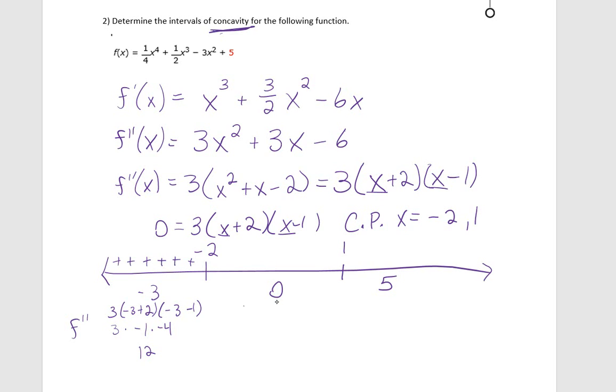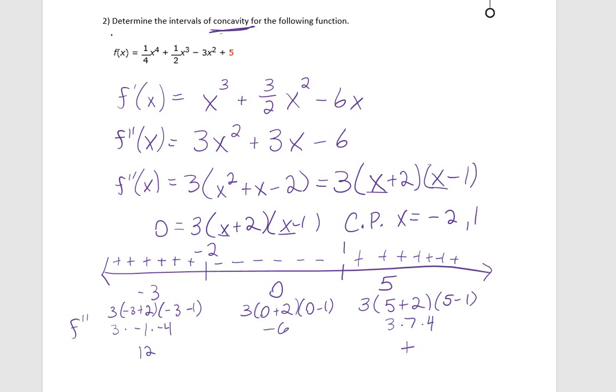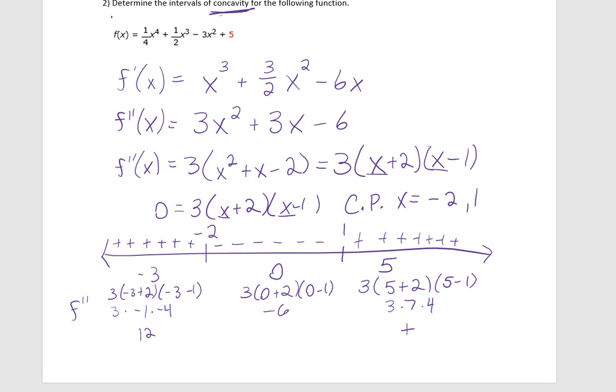Now if I take 0 and plug it in, I'll have 3 times 0 plus 2 times 0 minus 1. That's going to give me negative 6. So because that's negative, my second derivative is going to be negative for all the numbers on that interval. Now if I plug in 5, that's going to give me 3 times 7 times 4, which ends up being a positive number. So that means that my second derivative will be positive for all those values.